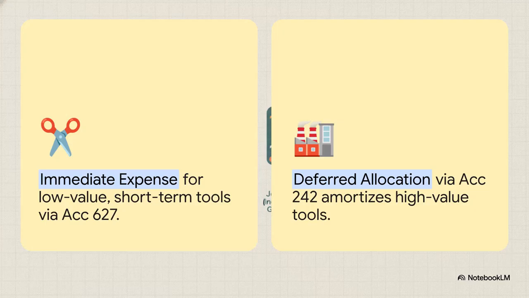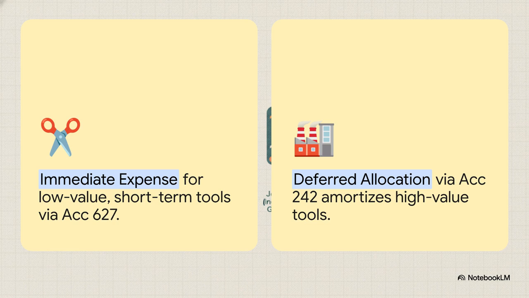Now, here's a crucial point. What happens when we issue tools and supplies to the floor? Do we just expense them all at once? Well, it really depends on their value and their lifespan. For low-value, short-term tools, let's say a pair of fabric scissors, we expense those immediately and entirely. Bam, straight into account 627 for factory overhead. But for high-value, multi-period items, we have to use deferred allocation via account 242.